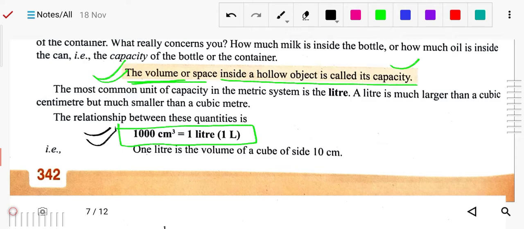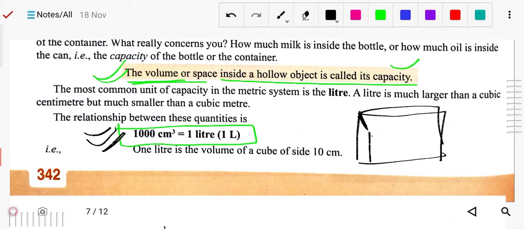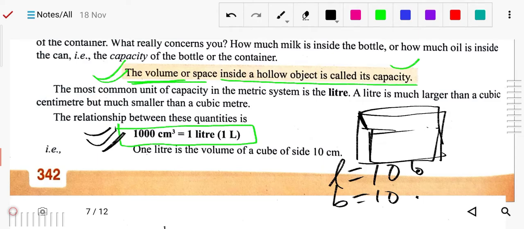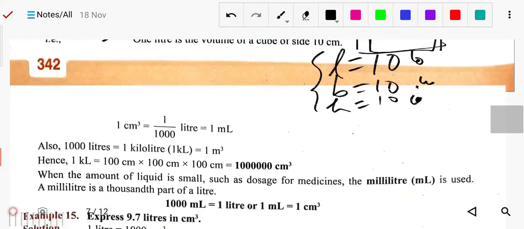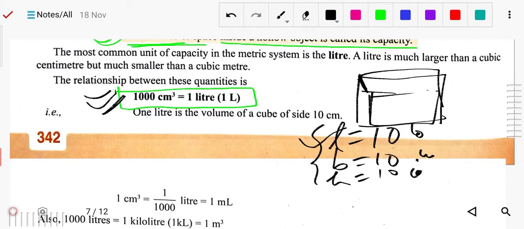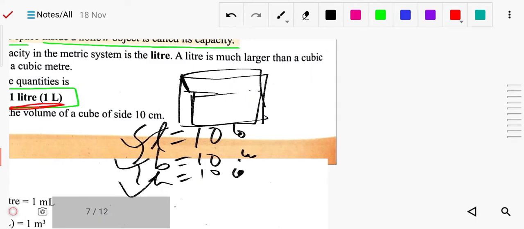1 liter equals 1000 centimeter cube. Suppose this is a container, a three-dimensional container, where the length is 10 centimeter, the breadth is 10 centimeter, and the height is 10 centimeter. If you have a container like this, it means the container can hold 1 liter.